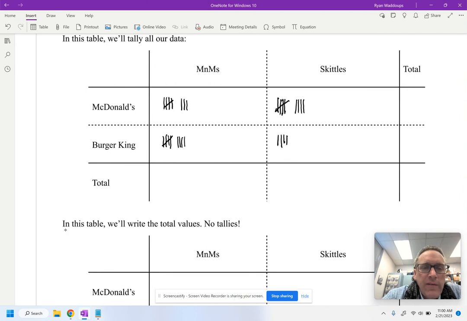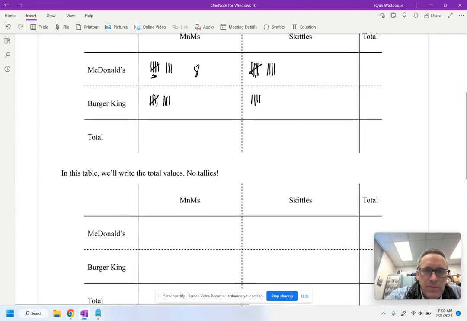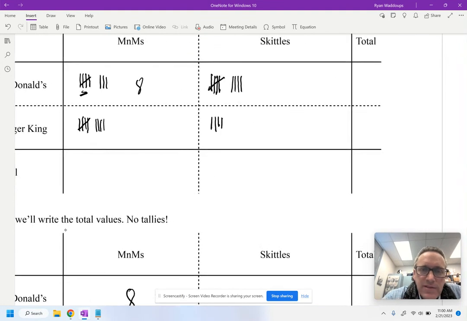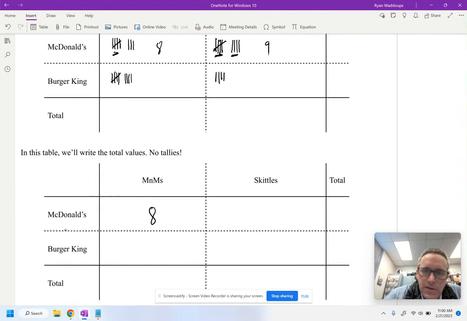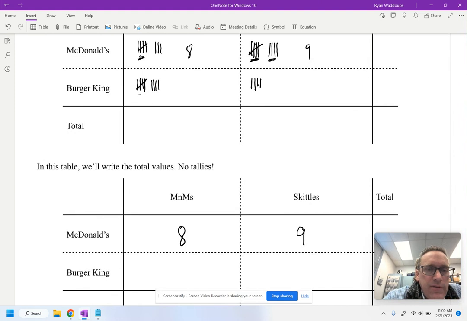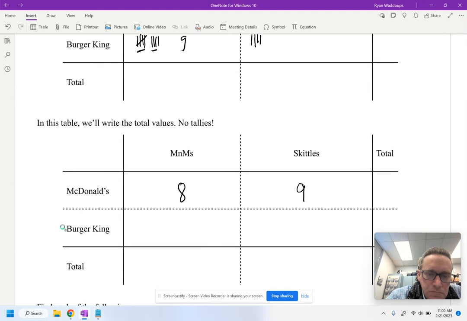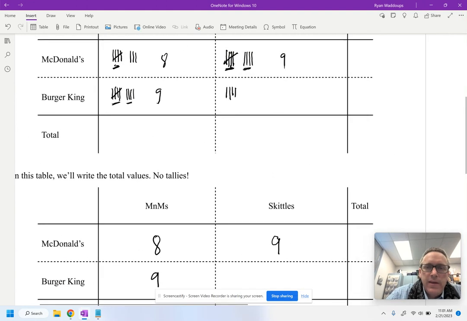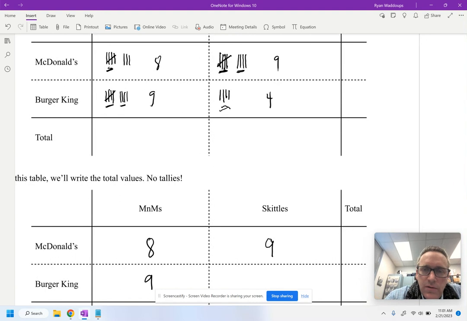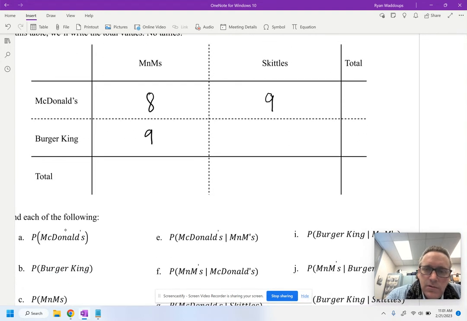So here I've got 5 and 3, that's 8. And so I'm going to come down here, M&Ms and McDonald's, and put 8. And Skittles, that's 5 and 4, that's 9. So McDonald's and Skittles, that's 9. So we're not putting the tally marks in this one down here. We're just writing the numbers. Here I've got 5 and 4, that's 9 for BK and M&Ms. And then down here I've got only 4 for Burger King and Skittles.